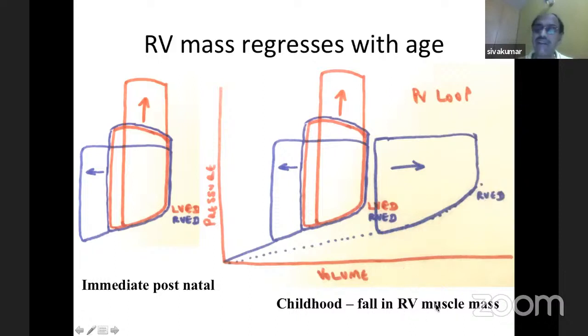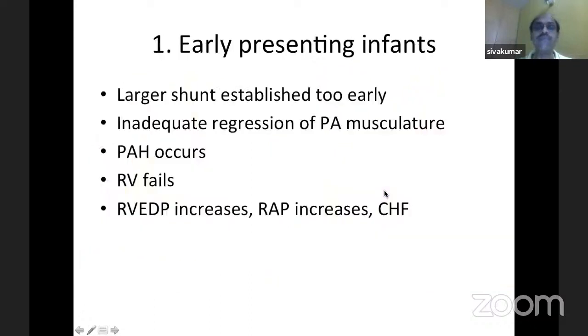Now, this transition from this phase to this phase is happening because of various changes that happen in the myocardium, like regression of the RV mass, and various changes that happen in the pulmonary arteriolar bed. So in some of the prematurely presenting infants, a large shunt is established too early, which results in inadequate regression of the PA musculature. So pulmonary arterial hypertension occurs. The right ventricle goes into failure, RV EDP increases, RA pressure increases, and these patients present with congestive heart failure. So some of the small children can present with significantly higher PA pressures and heart failure.